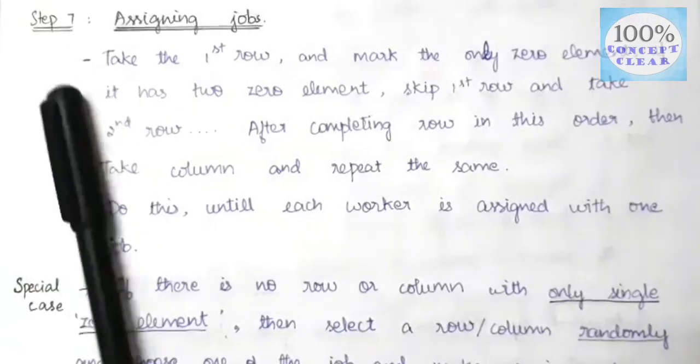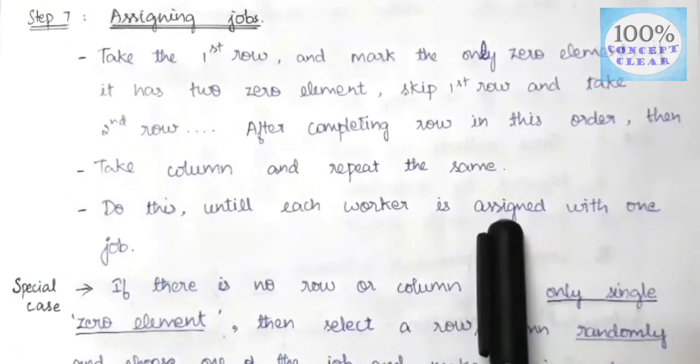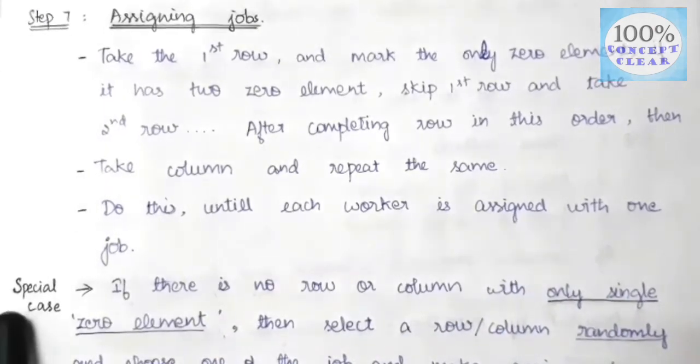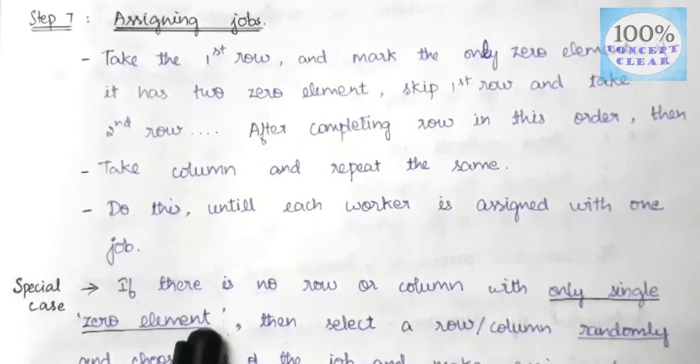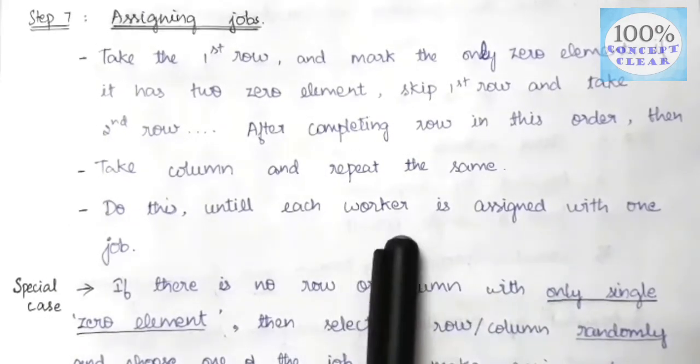So step 7 is assigning jobs. We have already done this. So now mark the workers with the respective job. Here we have one special case. I have explained this special case in a separate video. I will give you the link in the description. Now we can assign the jobs to each worker.